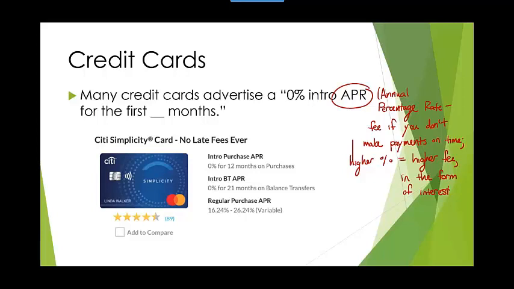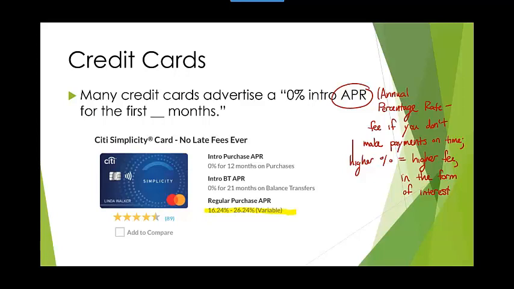And so here's an ad that I found online for an actual credit card. It's a Citi credit card, and it was advertised to me as one of the good ones. Okay, so notice that there is an intro purchase APR. You have 0% APR for 12 months. So if you're late on your payments for the first 12 months, you have 0% interest. And then notice you've got 0% APR. Sounds good. But down here, you have an APR, 16.24% to 26.24%.